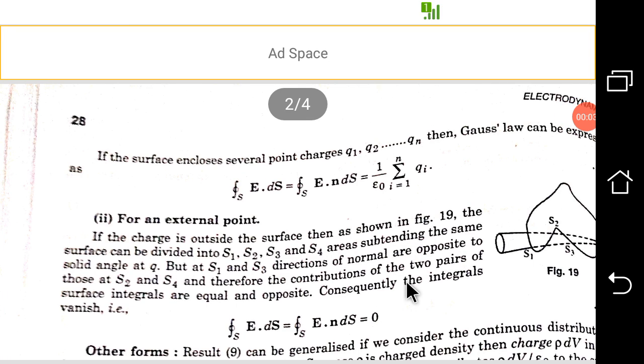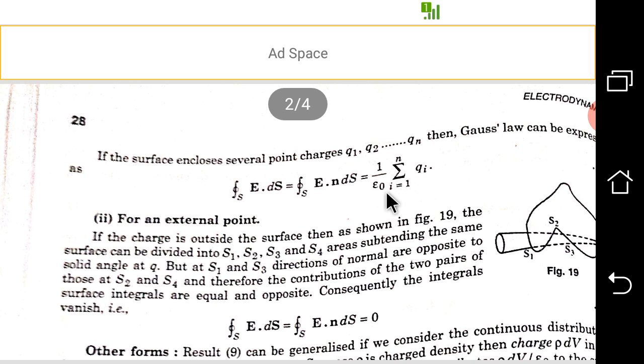In the last lecture we studied the Gauss law. It is given by the surface integral of E dot ds is equal to 1 upon epsilon naught times the summation over i equals 1 to n of qi. This is the Gauss law.